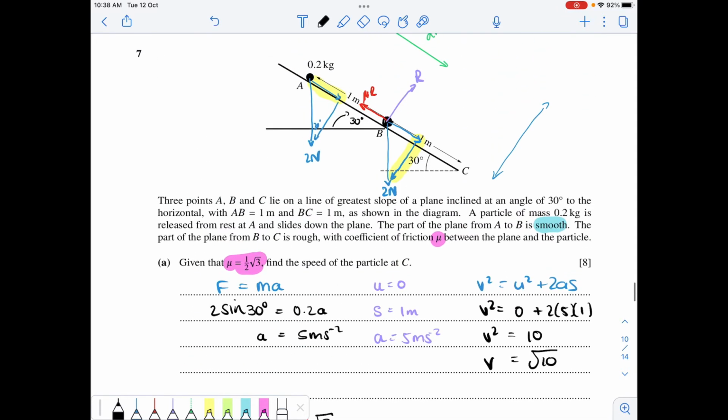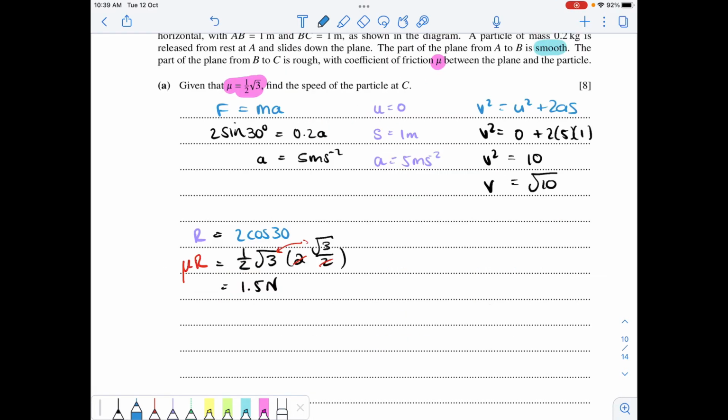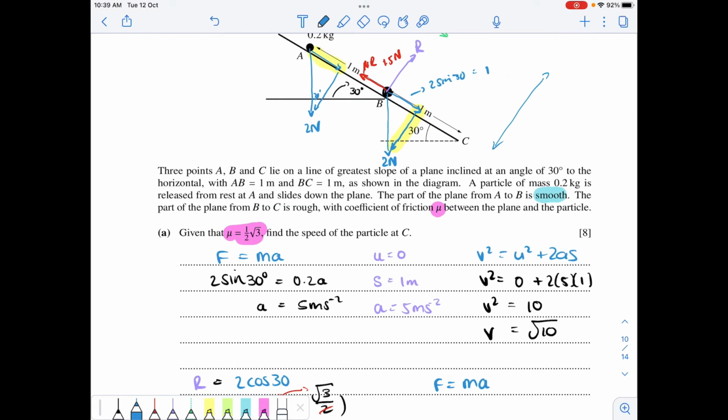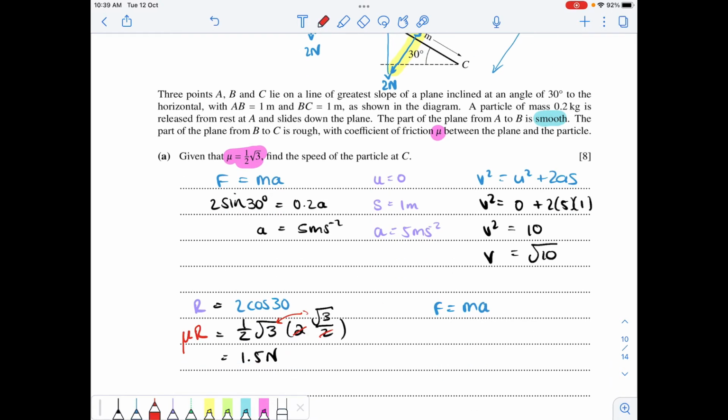So if we return to our diagram, you can see we have the friction force now. It is 1.5 newtons. And we already worked out from the first part that this force acting down the hill, this is 2 sine 30. Okay, sine of 30 is 1/2, so 2 times sine 30 is equal to 1. Right, again, using Newton's second law, force equals mass times acceleration, we're going to consider the net force. So you can see that the friction force is greater than the weight component, so we can consider that we're going to get a deceleration.